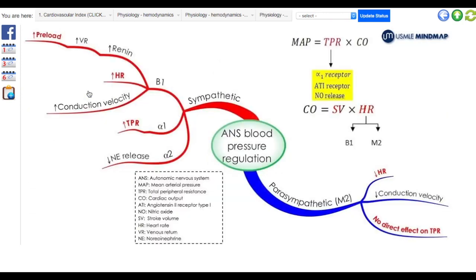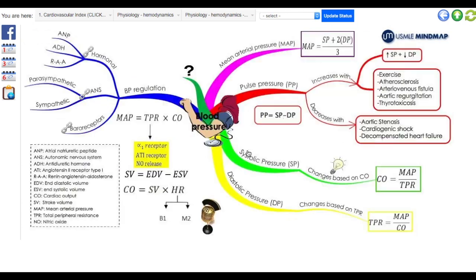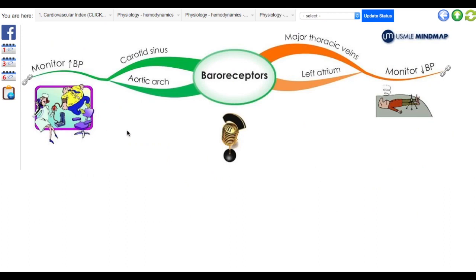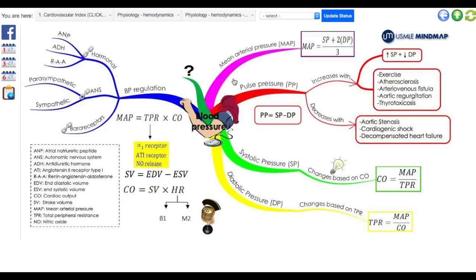Clicks on the link and the role of the parasympathetic and sympathetic is detailed in its explanation. The role of the sympathetic: beta 1, alpha 1, and alpha 2; the role of the parasympathetic: M2 receptors. Excellent. Now go back into how the body monitors blood pressure, the role of the baroreceptors. Click on the link and details now appear, and once again the microphone is there for detailed explanation.